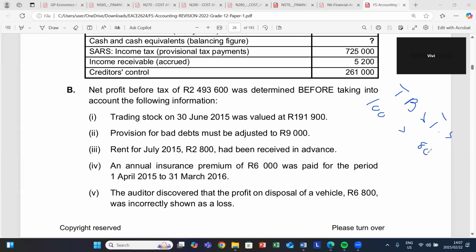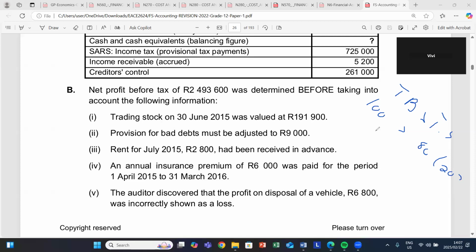Why did your trading stock decline? It's a deficit. Why do you have a trading stock deficit? You have it for certain reasons. Maybe some of the stock was stolen by either customers or some of the workers. So we also have to determine whether we have a deficit or surplus. In this example, our trading stock deficit will amount to 20 rand. And you know that the deficit, we minus it.